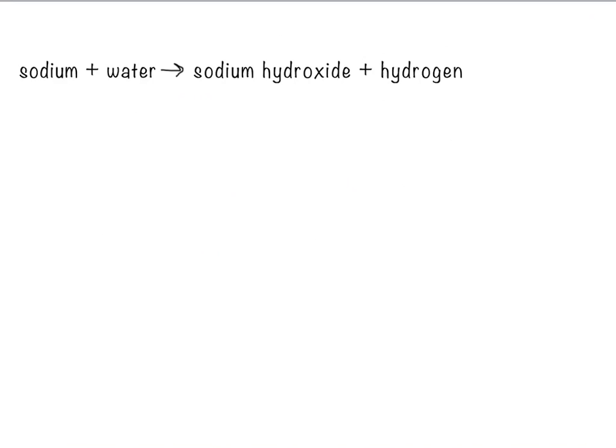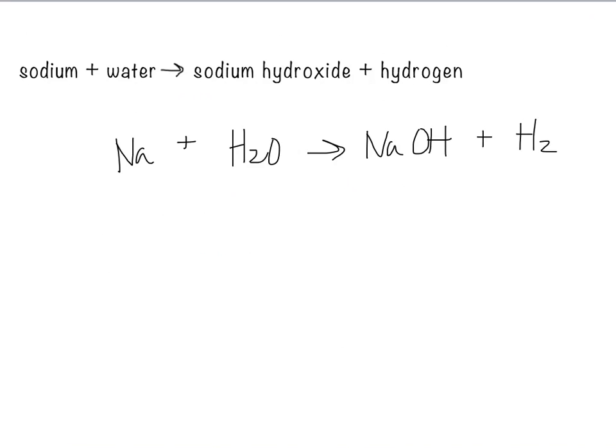Alright, on this problem we have sodium, which is just elemental sodium, plus water is going to yield sodium hydroxide. Sodium is 1 plus, hydroxide is OH, polyatomic, 1 minus, so it's NaOH. And then hydrogen is diatomic. You can't forget that little 2. That's one of those 7 special elements that are never found on their own. Now I need to go ahead and balance this one.